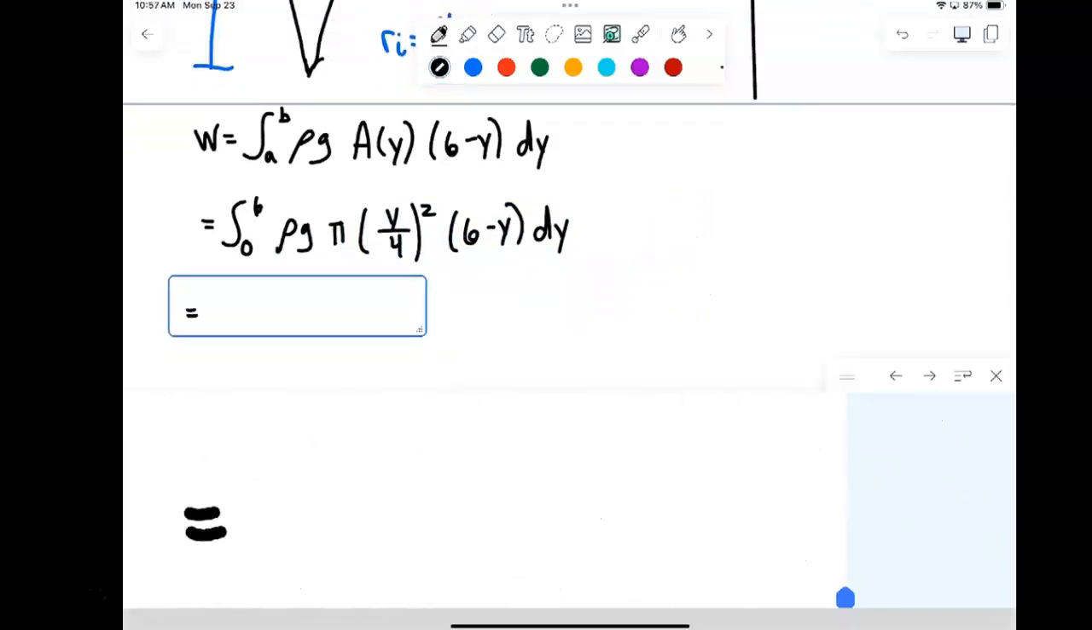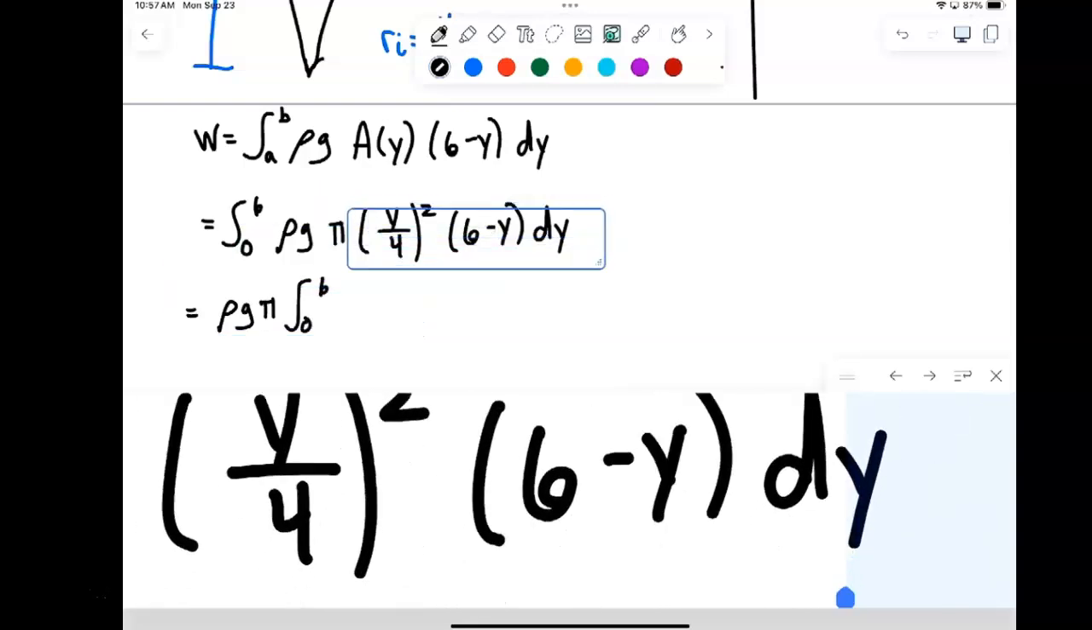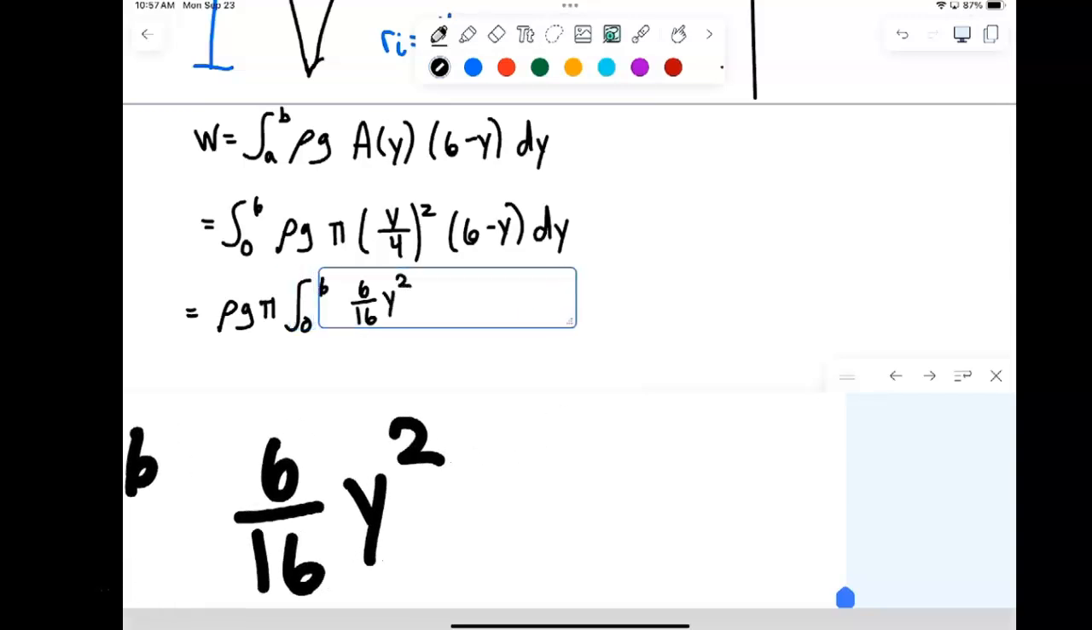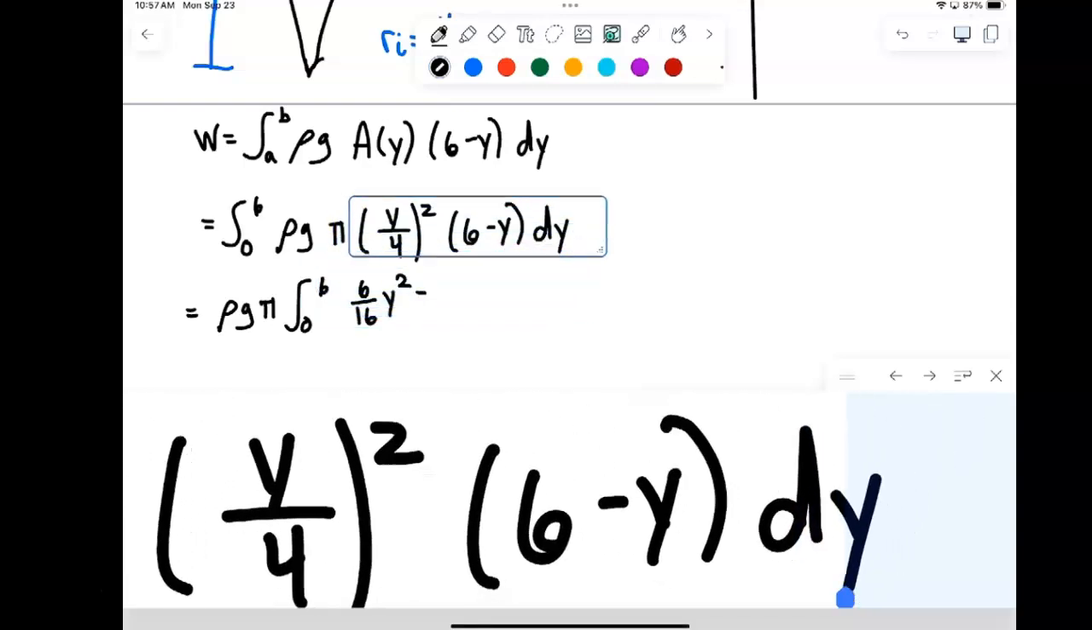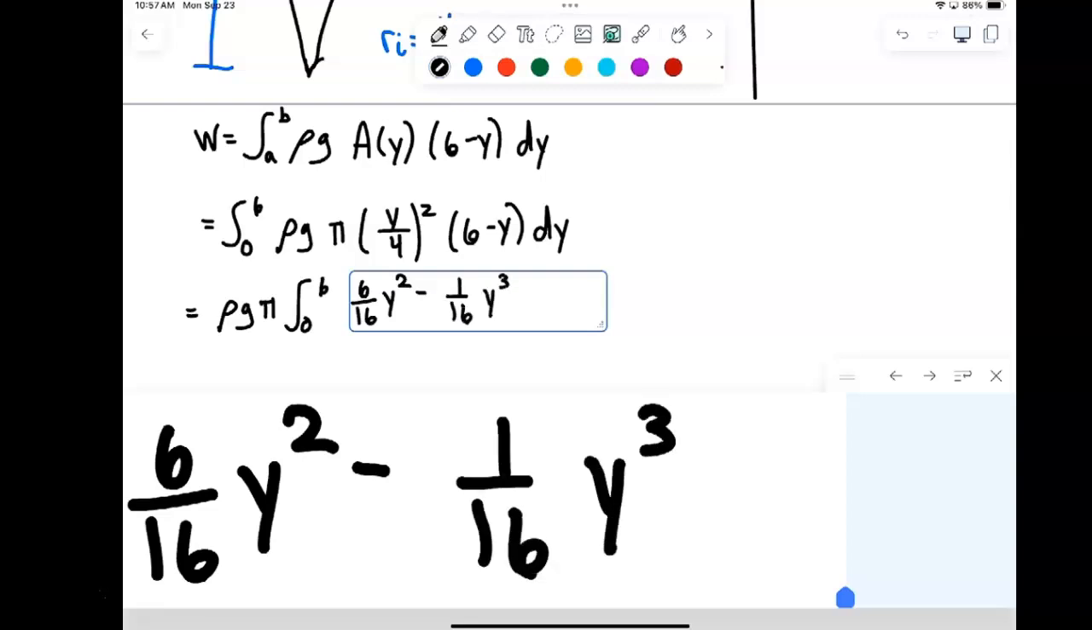So here I'm going to factor out the rho, which is a constant, g, which is a constant, pi, which is a constant, and then integrate from 0 to 6, and then we multiply through. So that's going to be 6 over 16 y squared, and then that's also going to be y squared over 16 times the y, so minus 1/16 y cubed, and then times dy. All right, so now we're just ready to integrate.